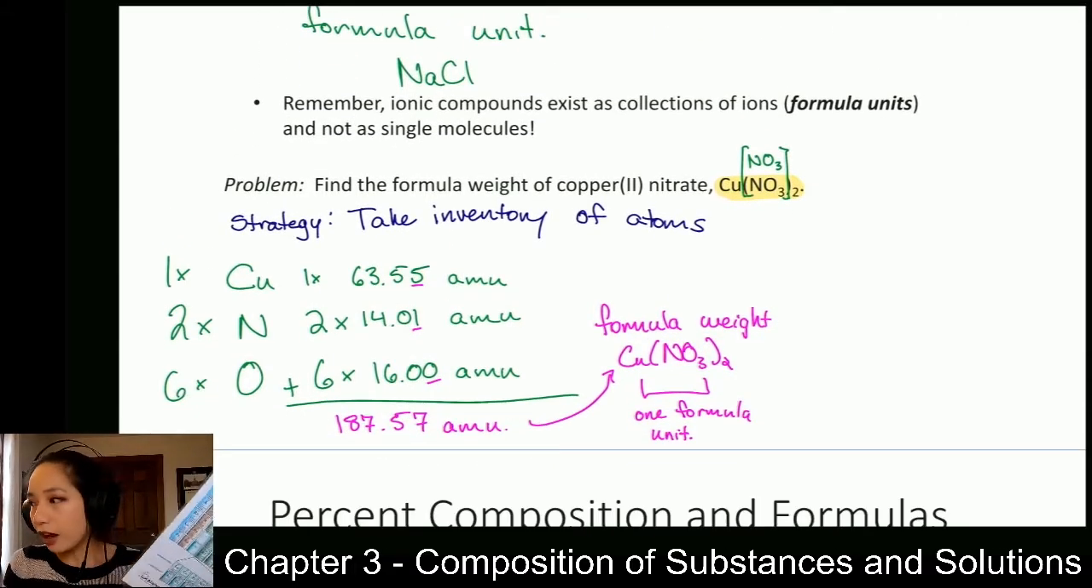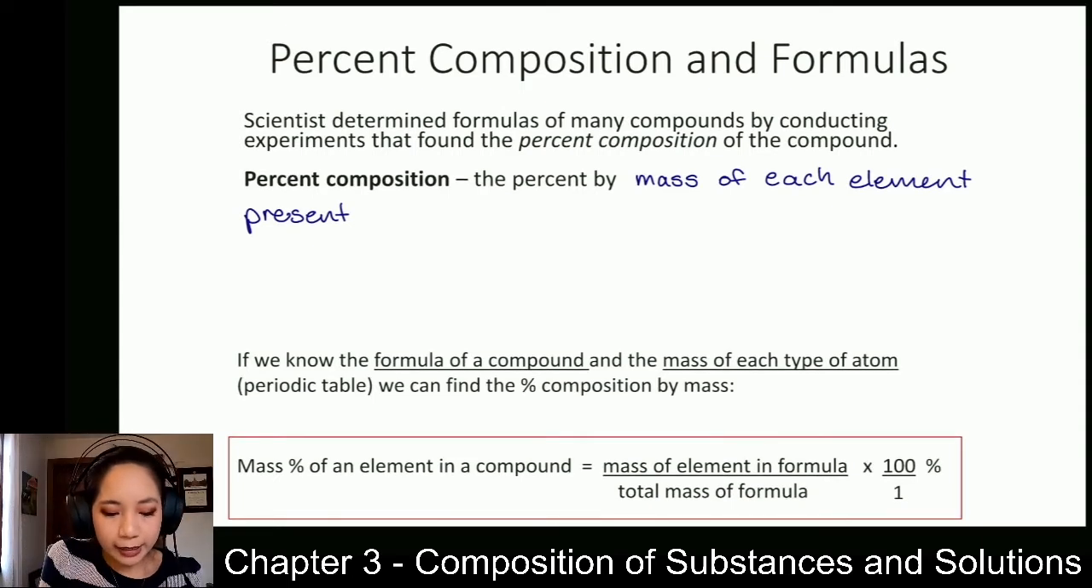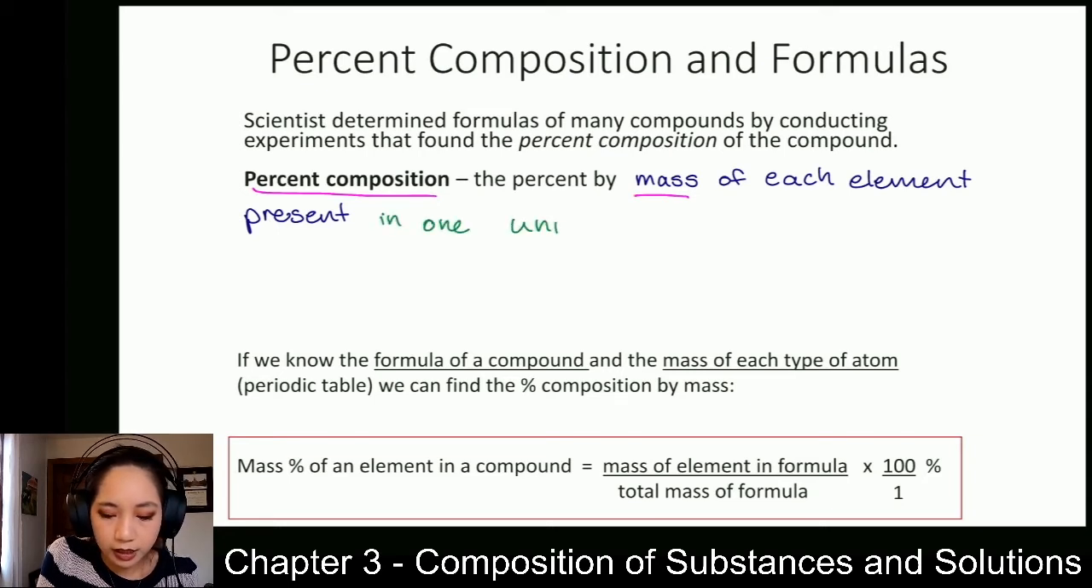Okay, so what else can we do with the periodic table and these atomic weights, formula weights, molecular weights? We can calculate the percent composition of certain atoms in a compound. So what is percent composition? Percent composition is the percent by mass of each element present in a chemical formula, or in 1 unit of that compound.